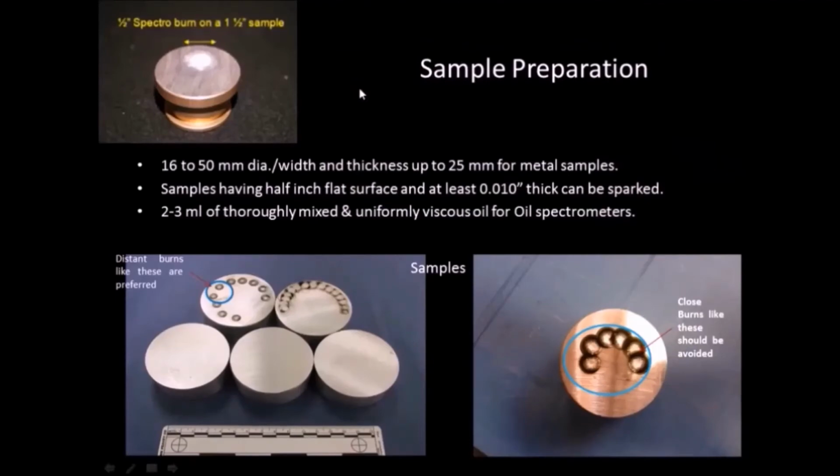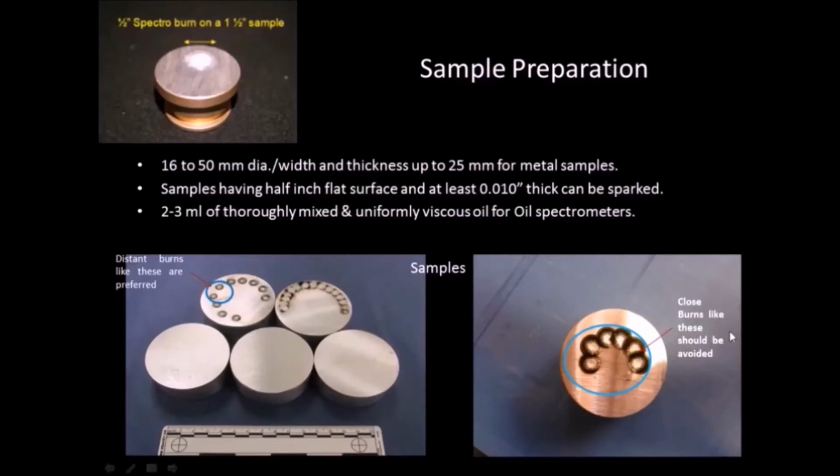Now I will describe some general considerations about the sample preparation. Normally the metal sample to be tested shall have a diameter of 16 to 15 mm and thickness up to 25 mm. However, samples having half-inch flat and homogeneous surface and at least 0.01 inch thickness can be sparked using a metal spectrometer. In case of oil spectrometers, 2 to 3 ml of thoroughly mixed and uniformly viscous oils can be used for getting good results.